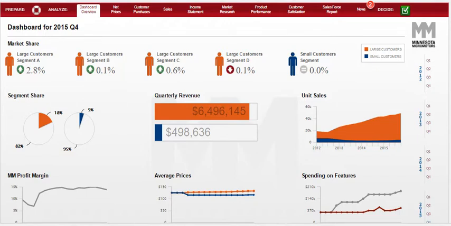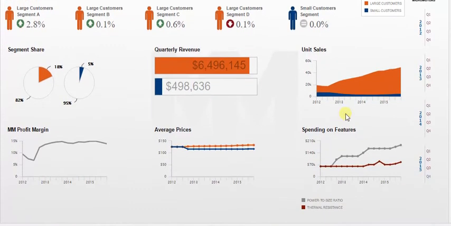So now that you know a little bit about the company and the segments, I would like to show the simulation. Right here is the first page and it's a dashboard overview. You have your market share with all your groups and the percentages they are of selling. Your segment share, with the orange being Micromotor and the blue being the competitive. You have your quarter revenue, your unit sales, and then you have your profit margin, average price, and spending on features.